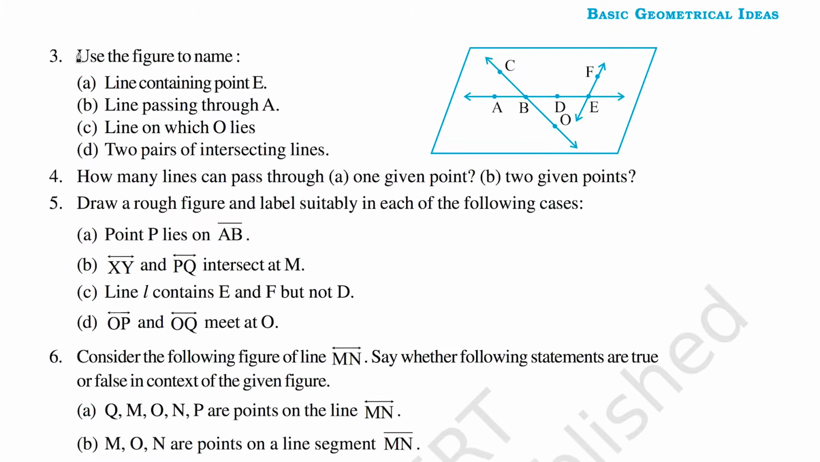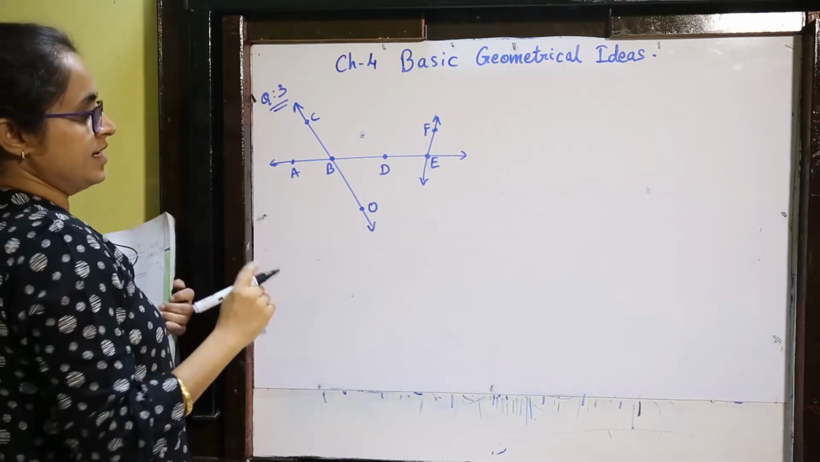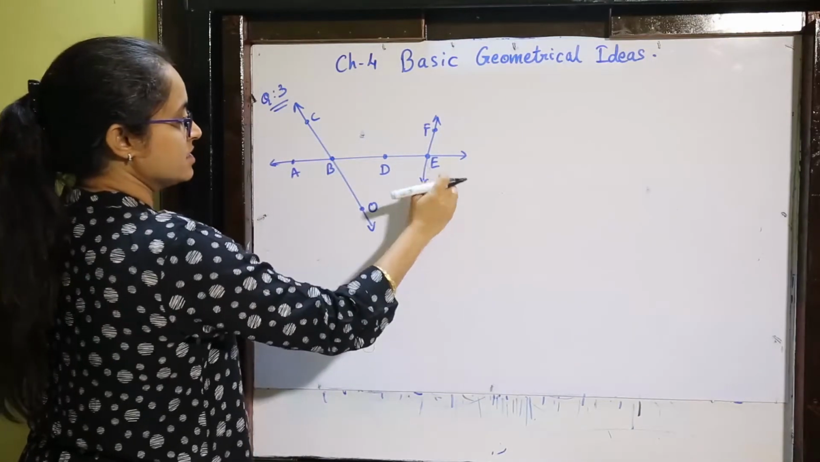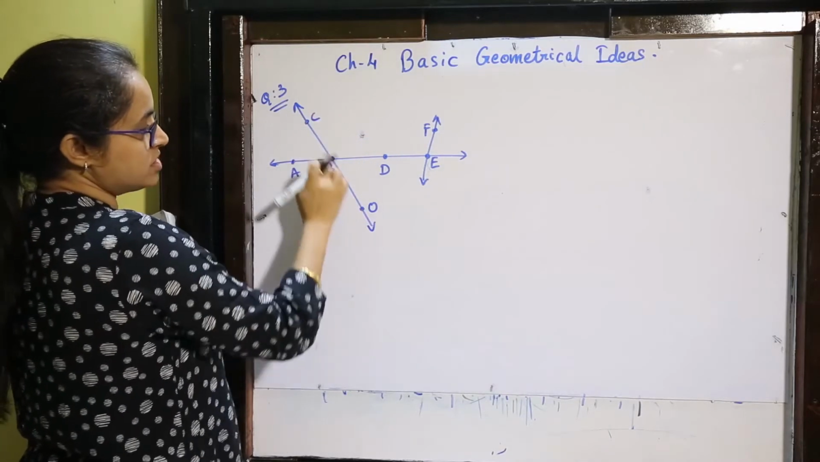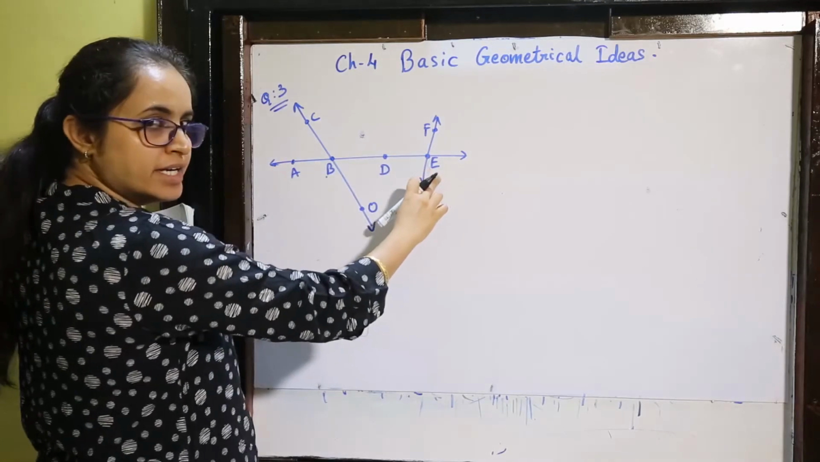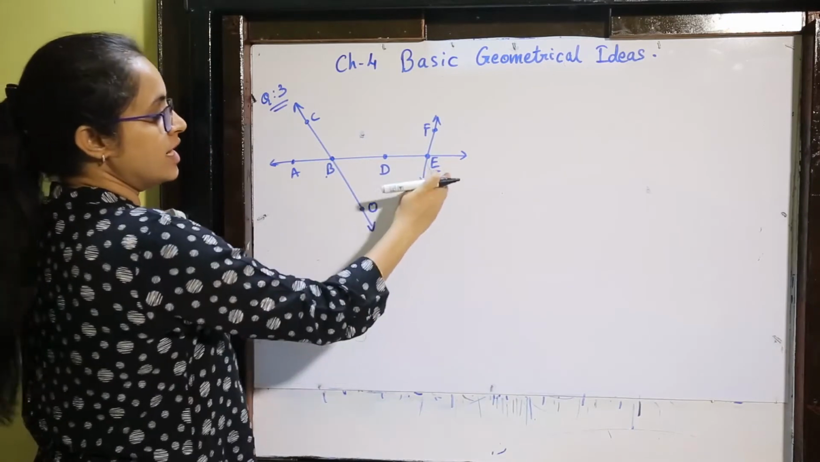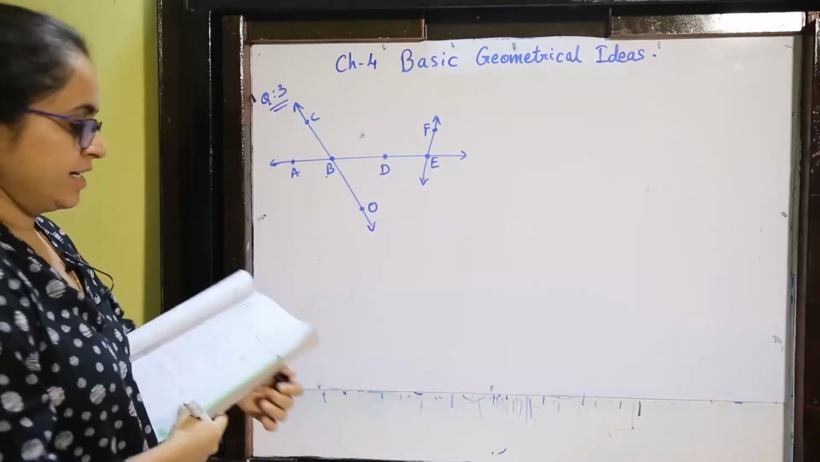Now question number 3, use the figure to name. Now here figure is given to you, you have to draw the figure as well. So you draw along with me. There are 3 lines intersecting each other. So there are 3 lines. So for example, line AE is intersected by the lines OC on point B, and line AE is again intersecting with line EF at point E. So there are 3 lines intersecting each other.